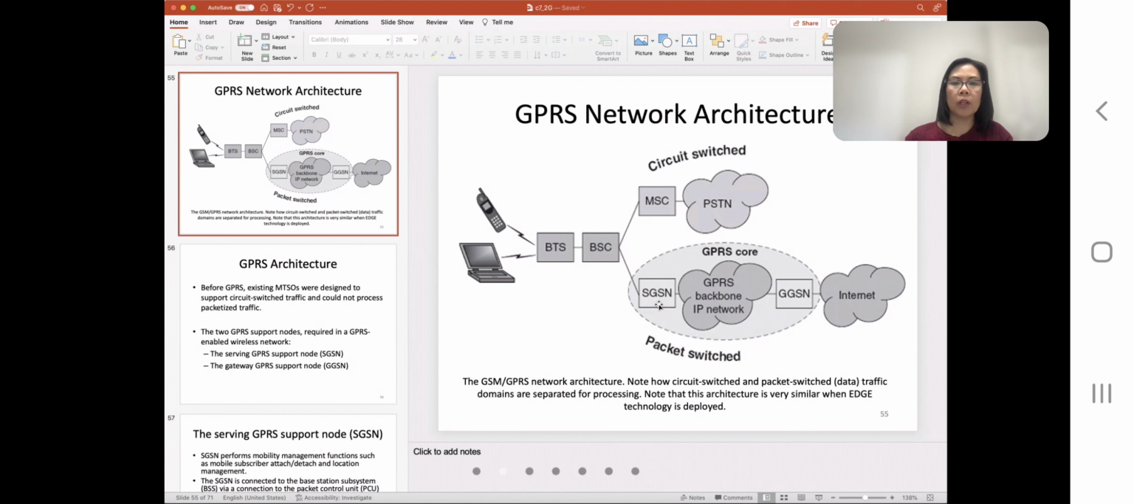So if someone from the internet sends a text message to someone in the network, it will be sent through this packet switch network to the base station controller, to the base station, to the phone or the laptop. And within here, we have an IP network, basically a set of routers to route packets from the internet to the base station, or the other way around, from the base station to the internet. So this is the GPRS network architecture.